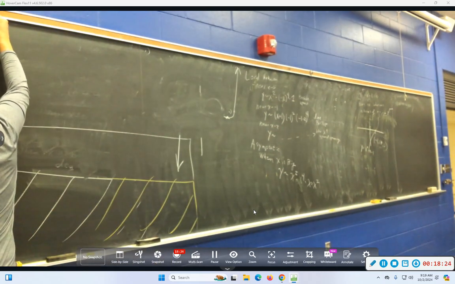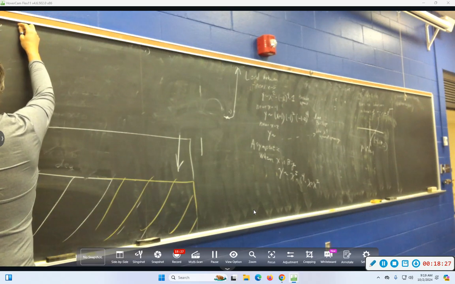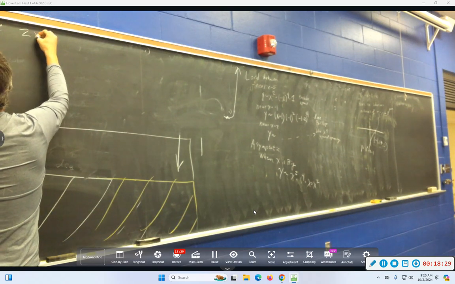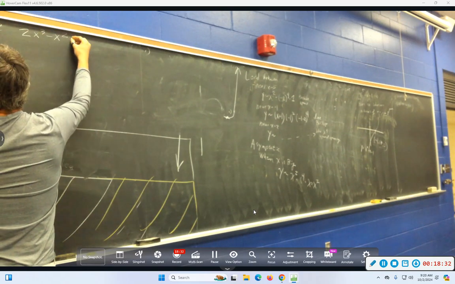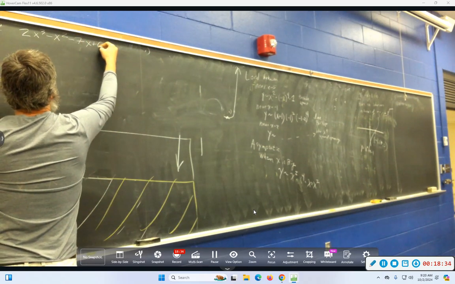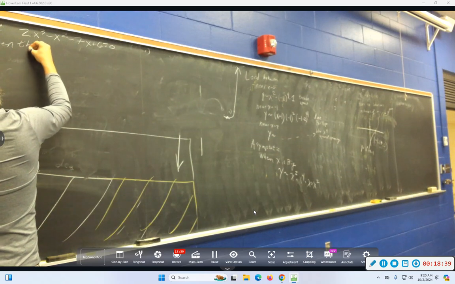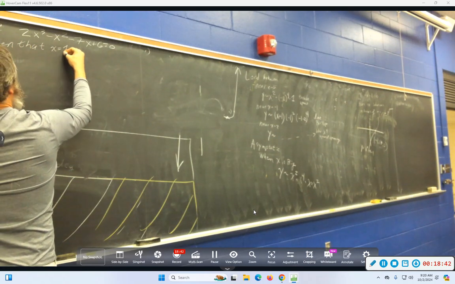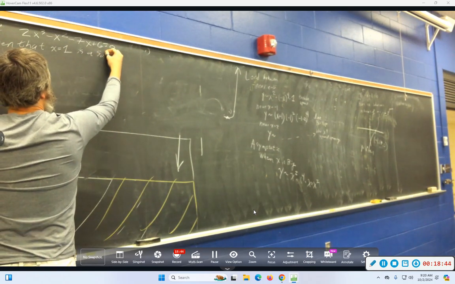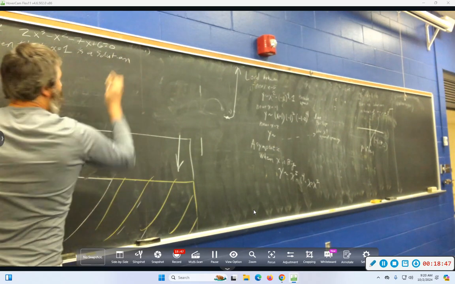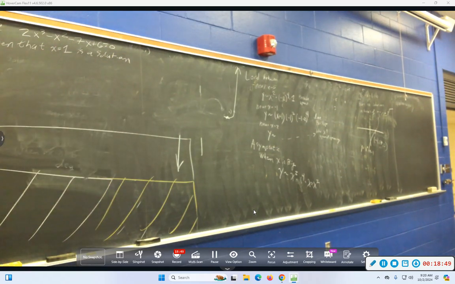Let's solve 2x cubed minus x squared minus 7x plus 6 equals 0, given that x equals 1 is a solution. And I'm not telling you where that x equals 1 came from. I'm not telling you how I know that x equals 1 is a solution. But I will tell you this. Is it easy to check if x equals 1 solves that equation? Does x equals 1 solve that equation?